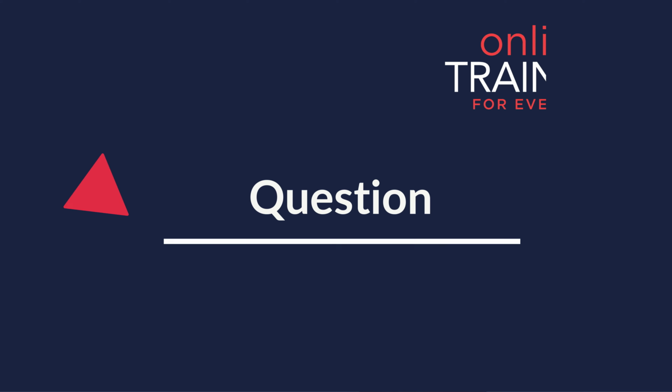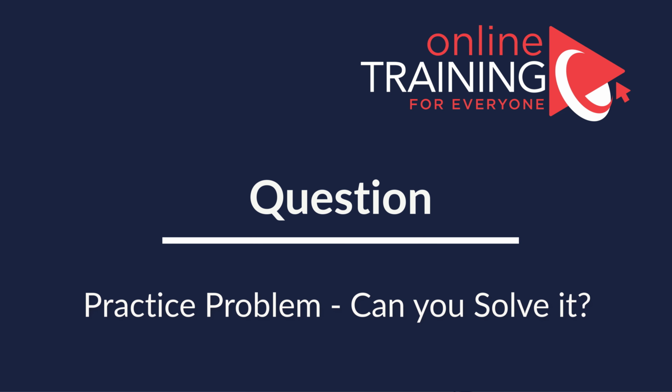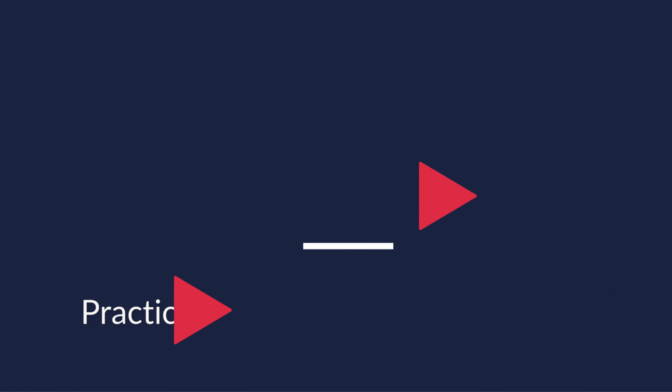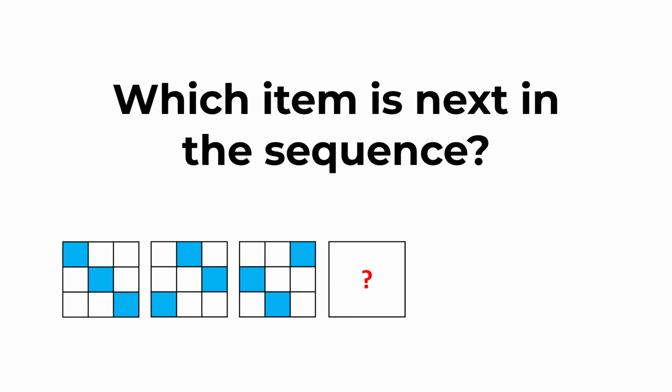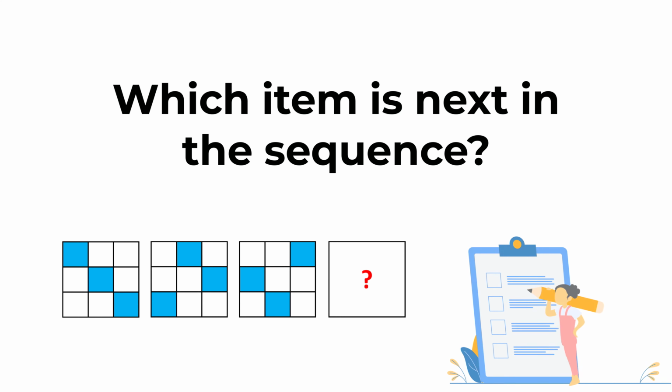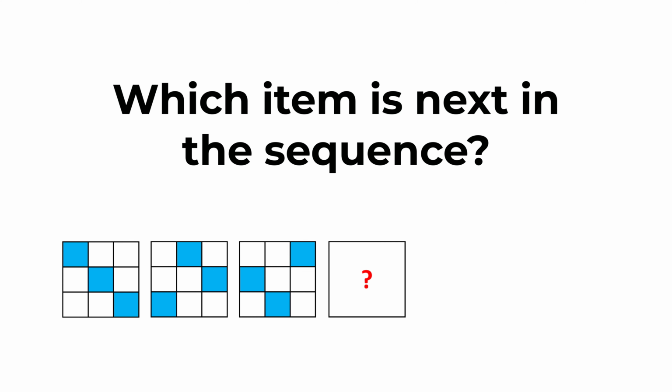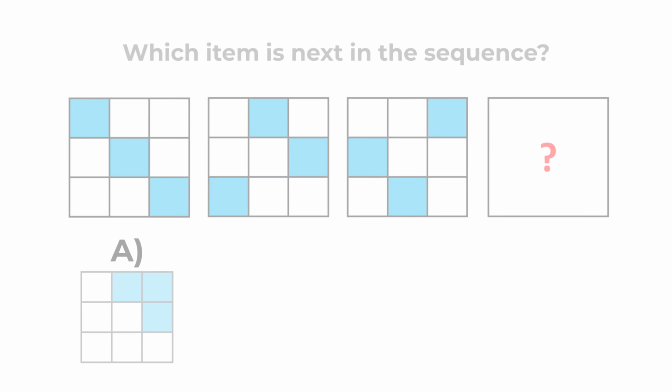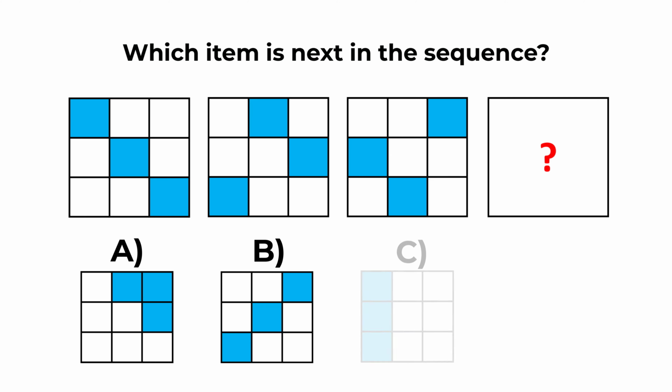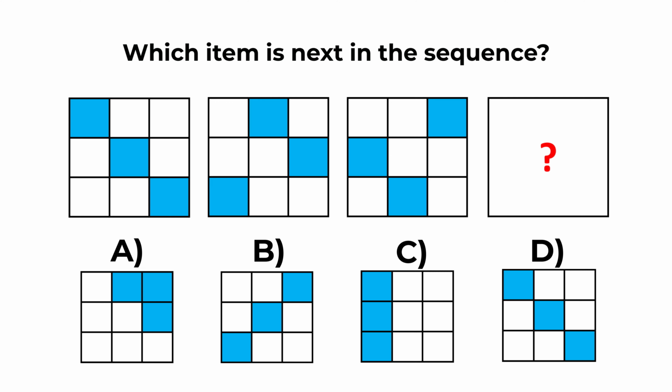And now I have a practice question for you. You need to determine which item comes next in the sequence. You're presented with 3 large squares. Each large square contains 9 small squares inside, and the small squares are of different colors. The 4th square is missing, and you have 4 different choices to choose from. Choices A, B, C, and D. Do you see the answer? Give yourself 10 to 15 seconds to see if you can come up with the solution.